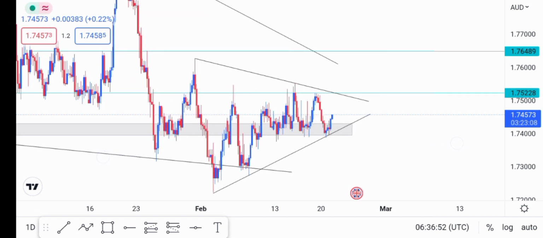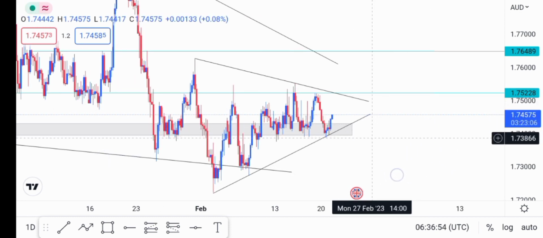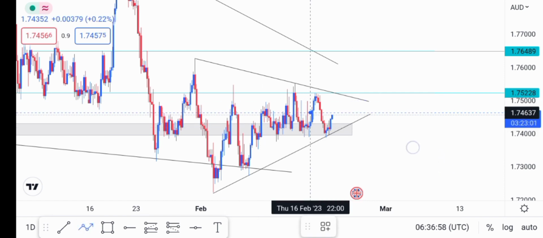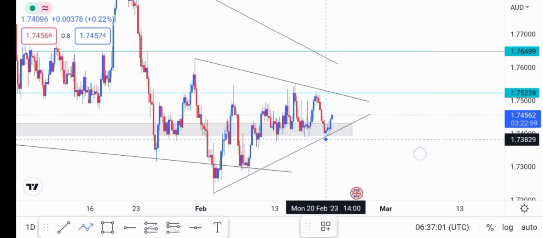So we can see that the market had a third touch here and we had a resistance support level here, so we could anticipate a push, and there was a little bit of a pin bar candlestick here.